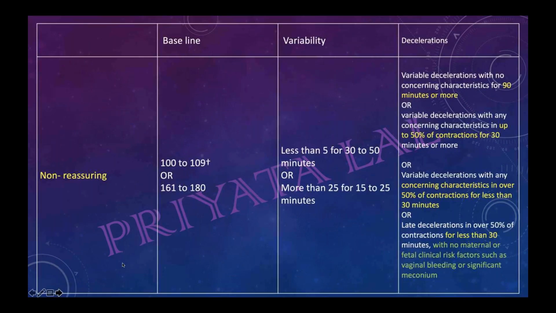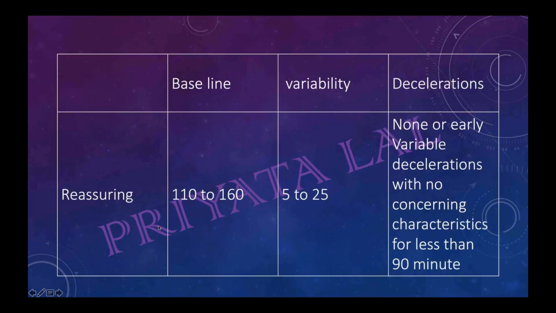Now there are two types of questions that come. Sometimes they ask you feature, sometimes they ask you categorization. If they ask you feature, your answer will come from reassuring, non-reassuring, and abnormal. So these are the features. Sometimes they will ask you categorization. If they ask you categorization, your answer will come from NSP. NSP is normal, suspicious, and pathological.